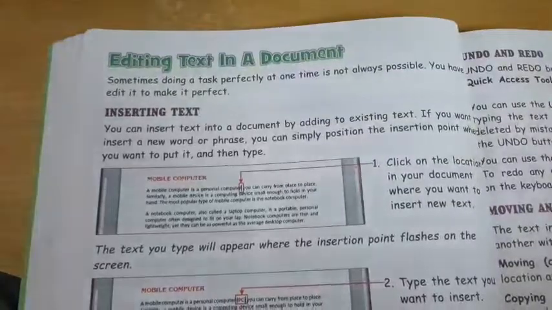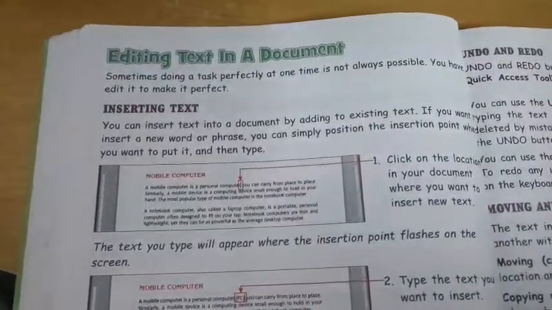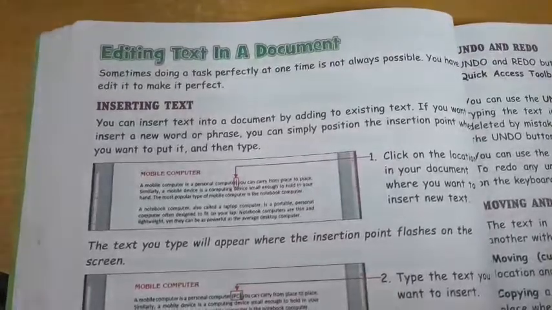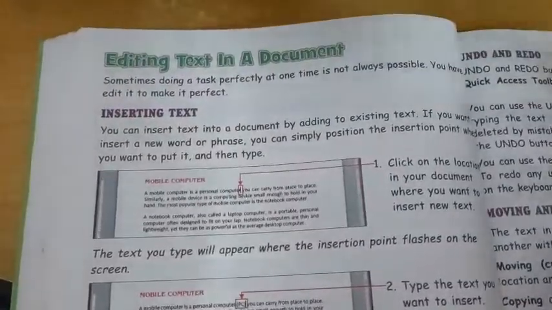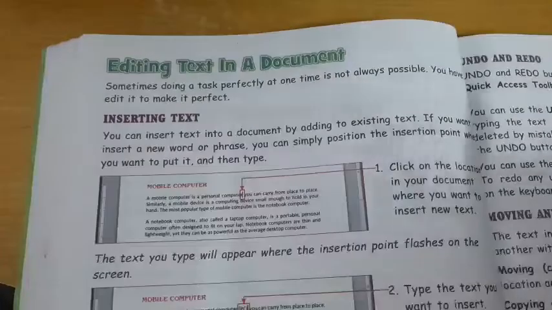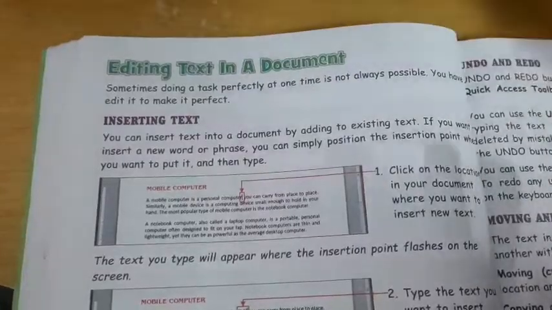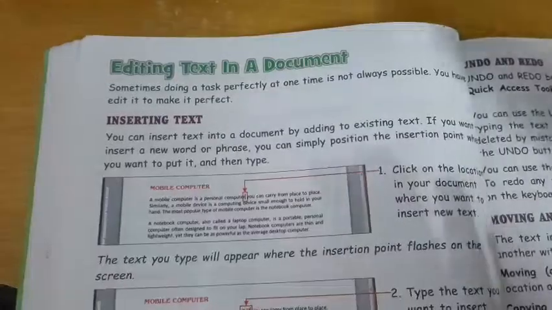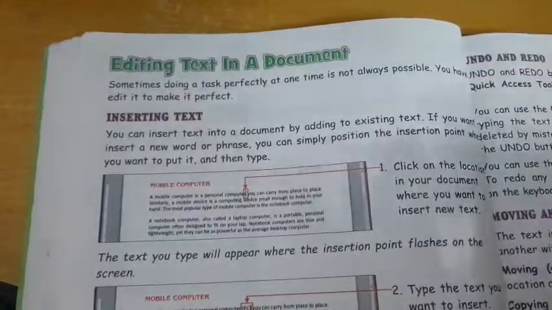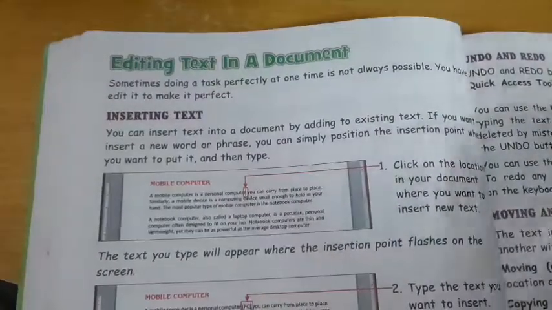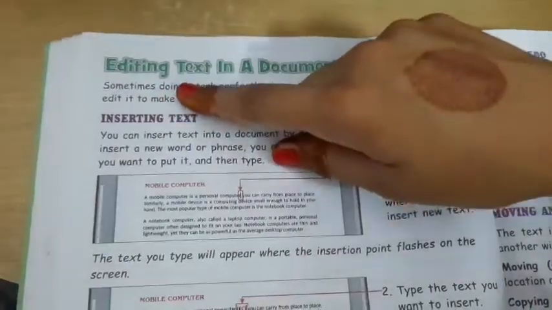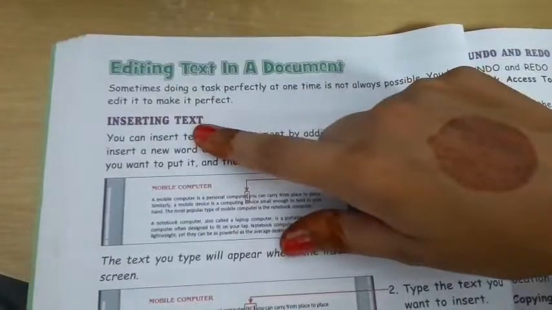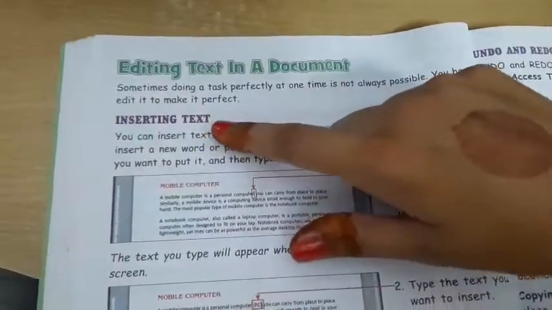Okay, class, let's continue. Now, next topic is editing text in a document. Editing means making changes, making your text look better. If you want to make any kind of changes, like if you want to insert something or delete something, how can you do it? That is known as editing. First is inserting text and deleting text.